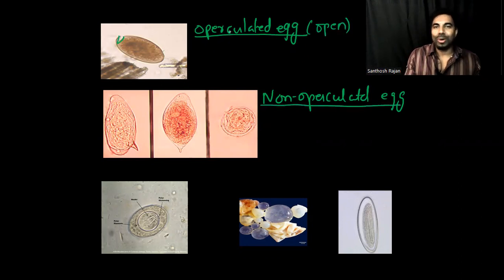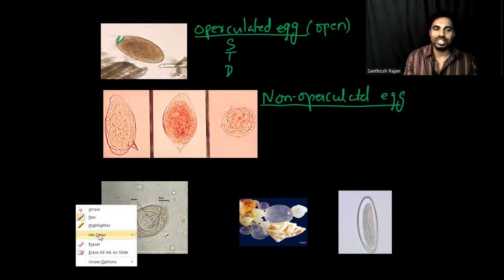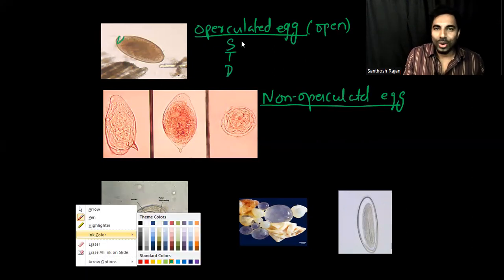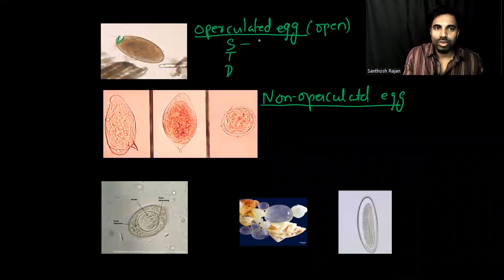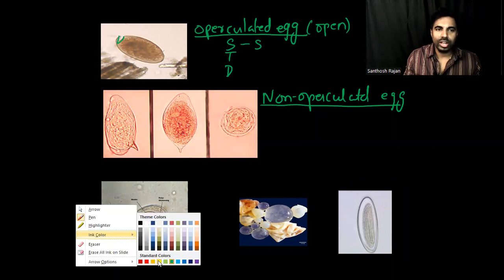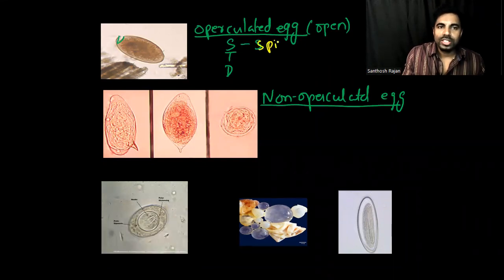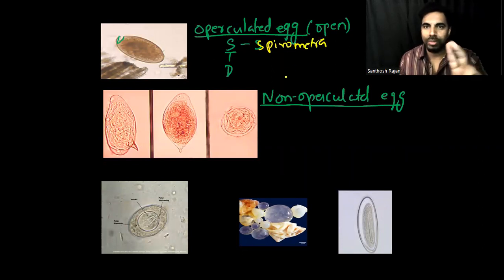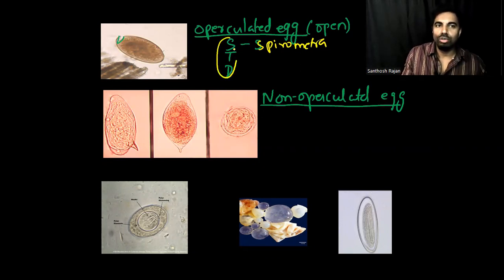So how to remember this? Suppose, let's say you're having sex without a condom, openly. What will you get? STD. You understand? If you have open sex without a condom, then you will get STD. So how to remember? What does the S stand for? S stands for Spirometra. This is the way you are going to remember. Operculated egg, open. If you have sex openly, you get STD, sexually transmitted disease. This is a clue. STD is a clue for you for open egg, operculated egg, or open sex.